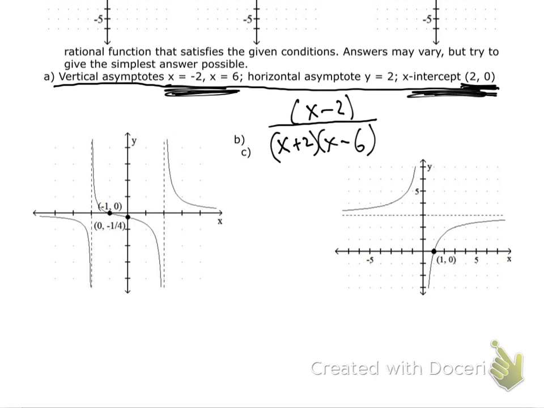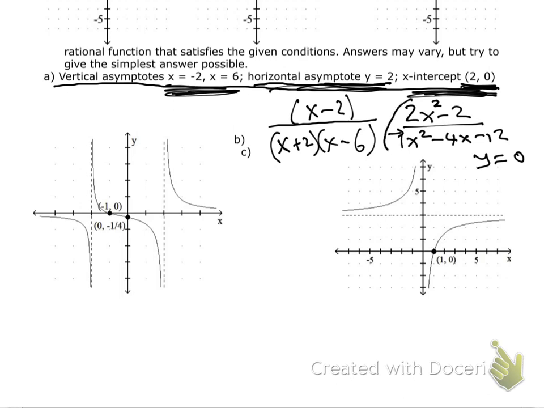The problem is that this will not give me a horizontal asymptote of y equals 2, because this is x minus 2 over x squared minus 4x minus 12. This should have a y equals 0 horizontal asymptote because the degree is bigger on the bottom, and it doesn't. So this is going to have to be x squared. It's also going to have to be 2x squared, because that will give me the 2 over 1 to give me the horizontal asymptote. But now this is not going to give me the correct x-intercept if I set that equal to 0. What I need to do is this has to be 8.